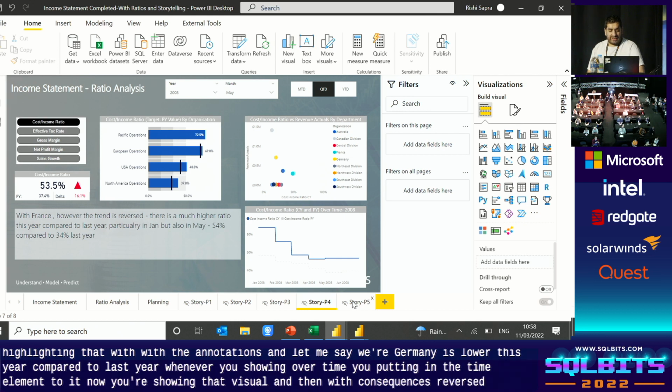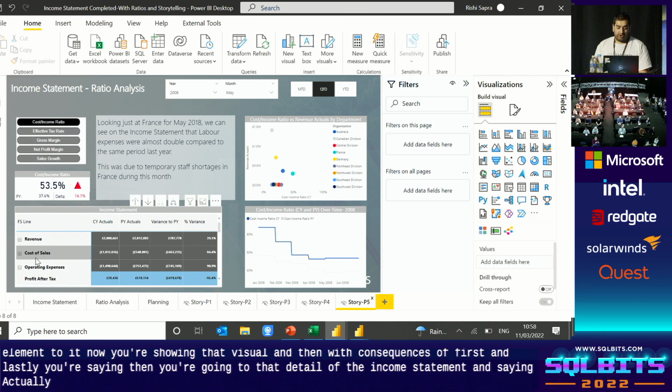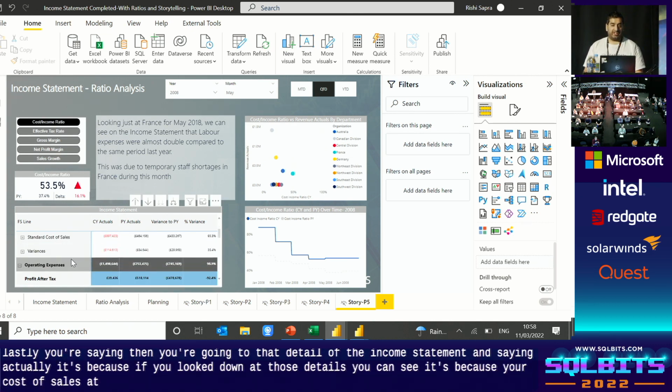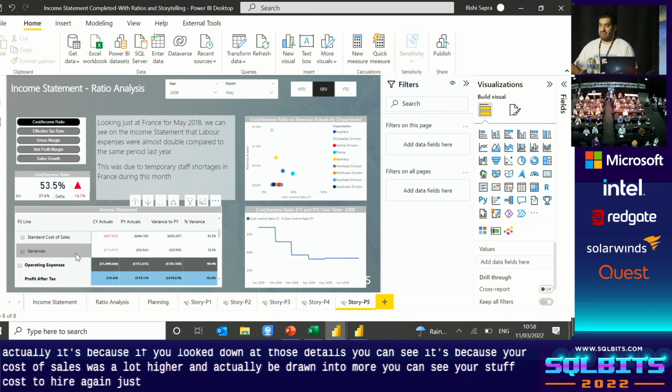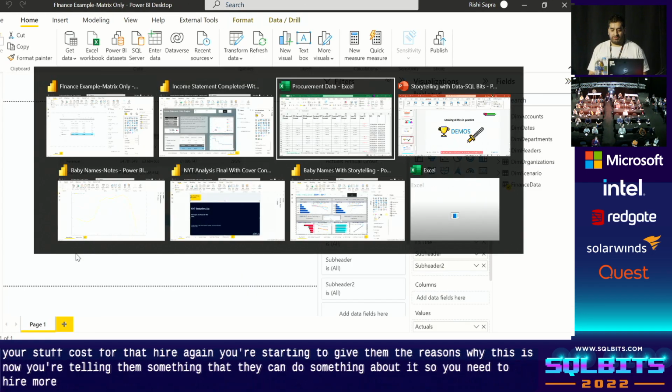And lastly, you're going into that detail of the income statement and saying, actually, if you look down at those details, you can see it's because your cost of sales was a lot higher. And actually, if you drill down into more, you can see your staff costs were a lot higher. Again, you're starting to give them the reasons why this is now. You're telling them something that they can do something about. So you need to hire more temporary staff or something like that.